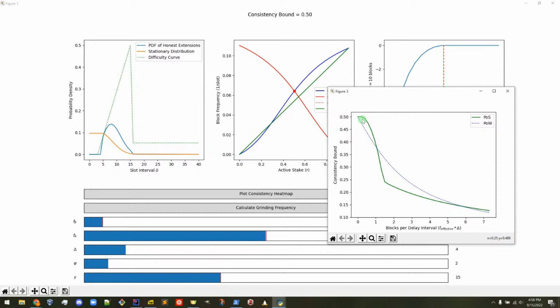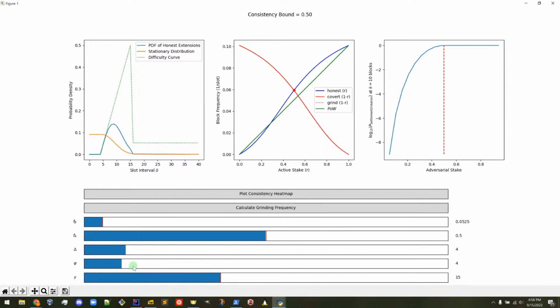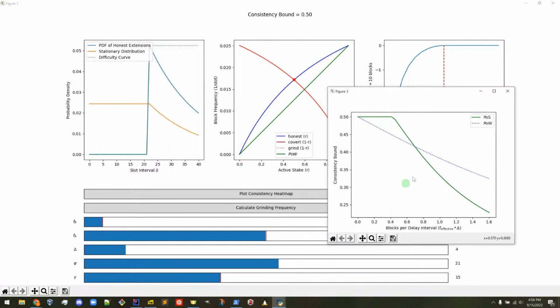And the important bit is that at the origin point, we have this slope being 0. And it has this kind of plateau that you can see. I'll increase the slot gap to show what it does. Slot gap kind of imposes this plateau, and then it drops off. So as you can see, it also fundamentally changes the scaling law of the consistency bound relative to the scaling law that's given by the proof of work analysis.